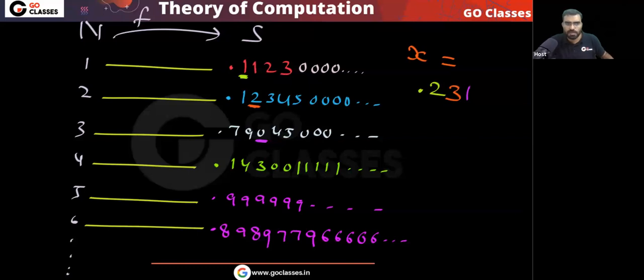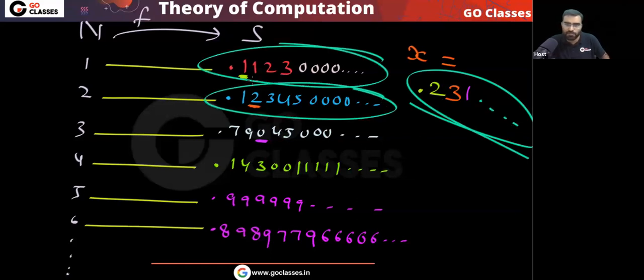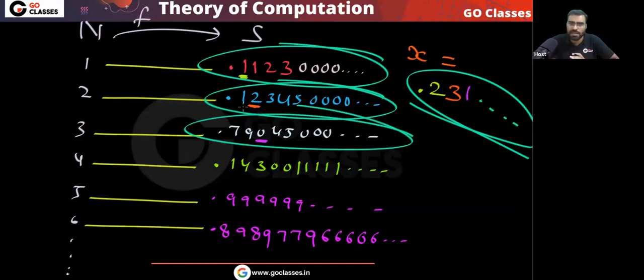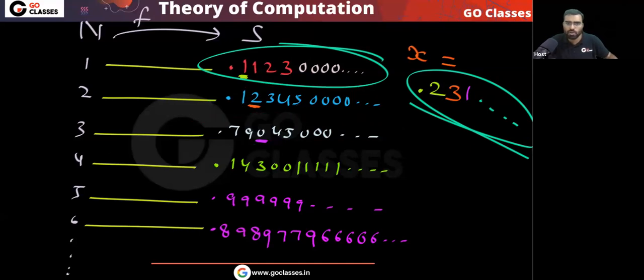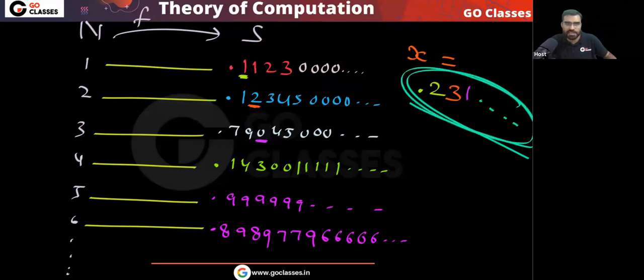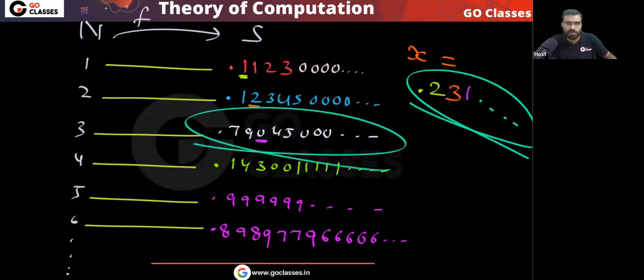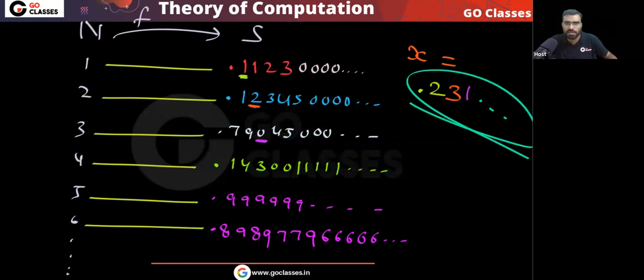Yes or no? So far, whatever X I create, can you guarantee that it will be different from this number, this number, and this number? You can notice, whatever X I create is different from this number in the first position, different from this number in the second position, and different from this number in the third position. So whatever X I create is different from these numbers.